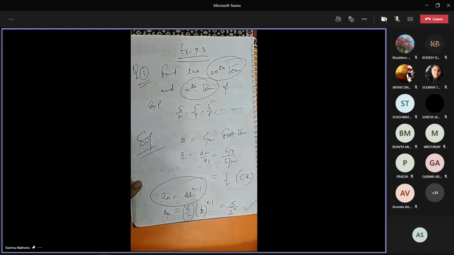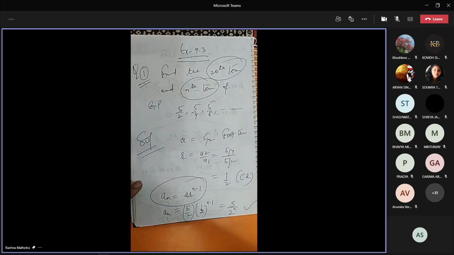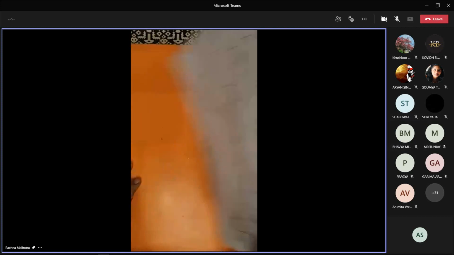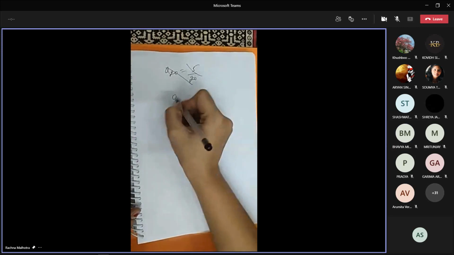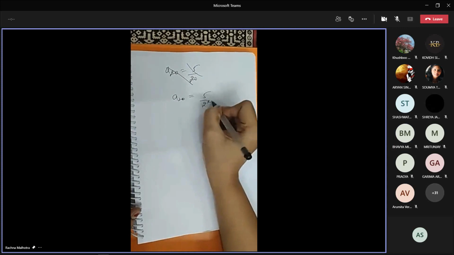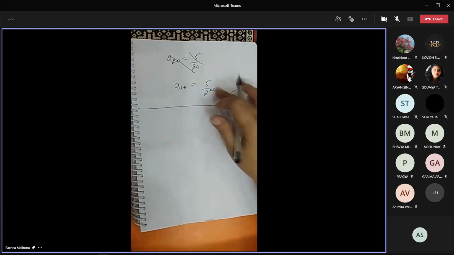How will you find the 20th term? Please tell me. Ma'am, A into R, just put the power here, 19. Put n equals to 20 here. So for the 20th term, you will put n equals to 20. Do not solve 2 to the power 20. You can leave the answer in this way also. This is the way to find the 20th term.